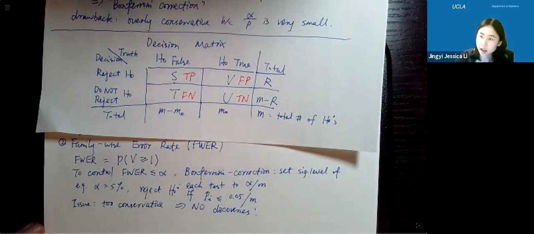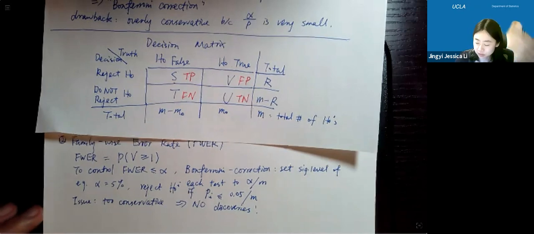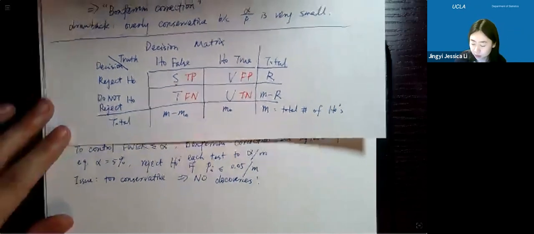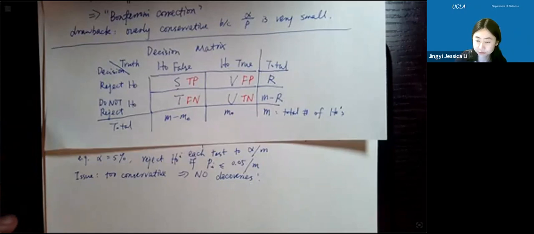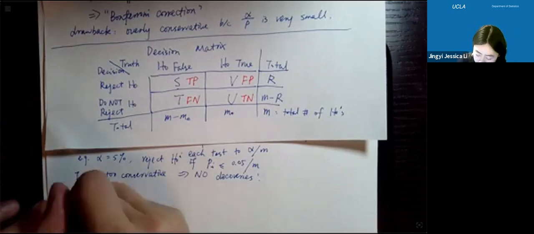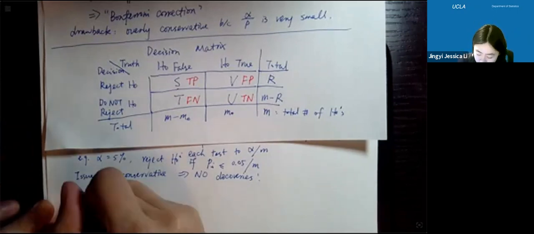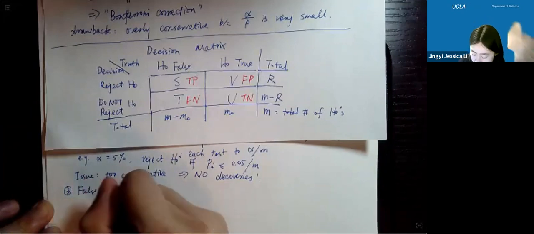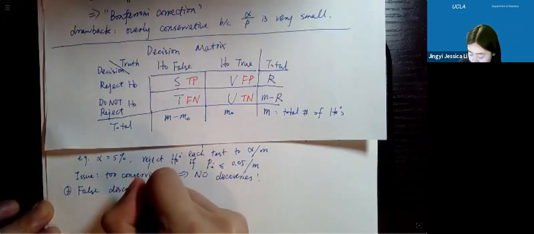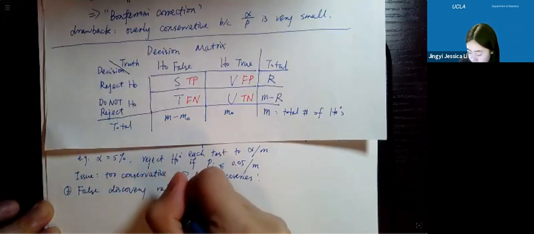As a result, a third criterion was proposed in the middle of the per comparison error rate and the family-wise error rate. The third one, we call it false discovery rate. And that will be the focus of today.